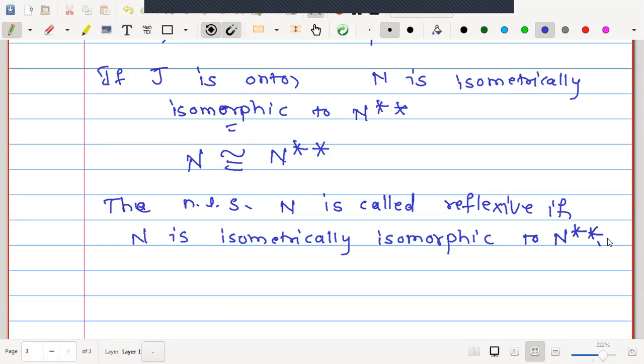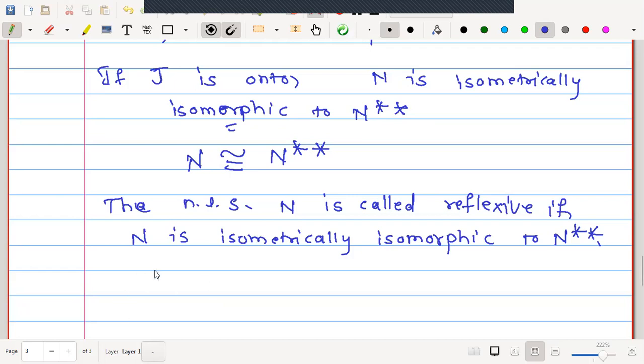Okay, I hope you have understood the concept of isometrically isomorphic, because it doesn't mean that the two spaces have exactly the same elements. Actually, the nature of elements in both the sets is totally different. In n we have vectors, in n double star we have functionals, but still those are isomorphic to one another. Elements are not exactly the same, but it is structure preserving. Homomorphism means it is structure preserving, and isometry means distance preserving.